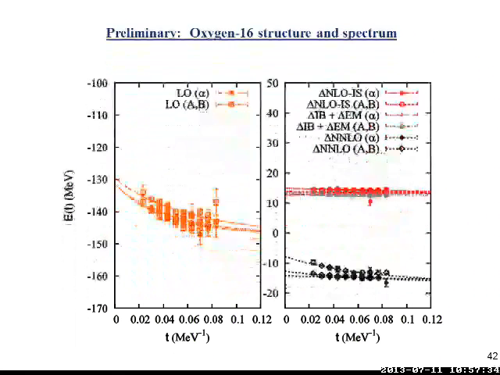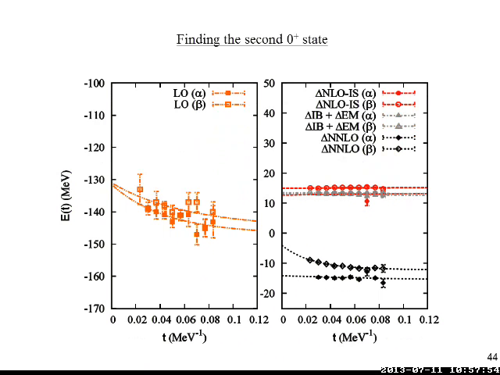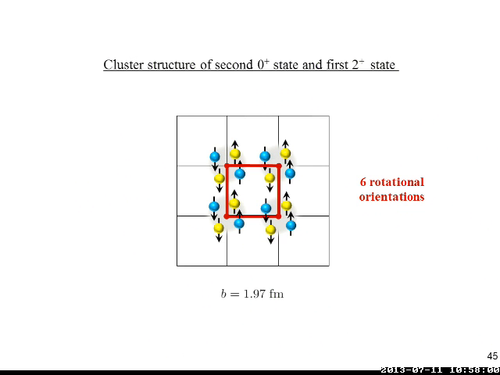So we also then looked at the structure of oxygen 16. Since I'm running out of time, I'll tell you about these plots. You know what these are, different initial states. What we see is that for the ground state, we get a tetrahedral structure of alpha clusters for the first 0 plus as well as the first 3 minus. And then we also see there's a second 0 plus state, which actually seems orthogonal to the first one. It does not mix because we look at the 2x2 matrix. And this seems to be a square configuration of alpha clusters. Now, obviously, the fact that it's a square is probably because we're on the lattice, but it seems to be some sort of a planar type configuration, perhaps more rhomboidal or something in the continuum.